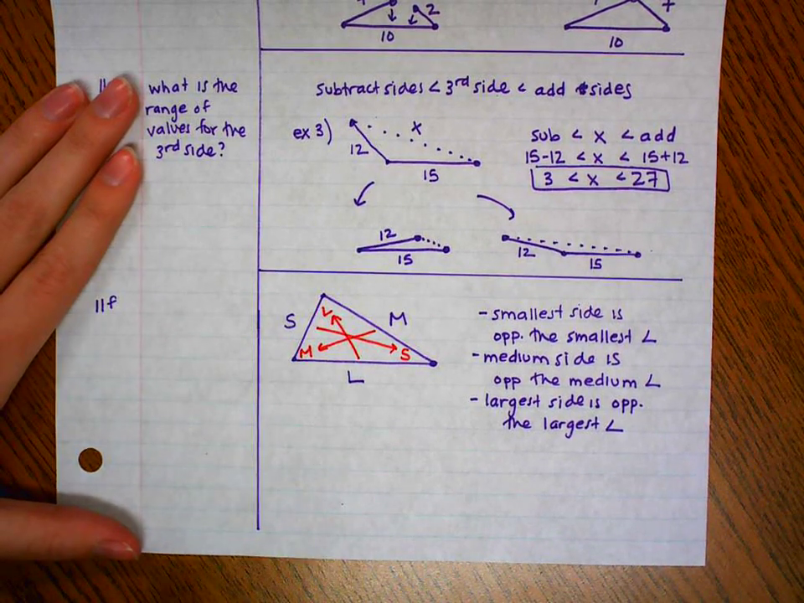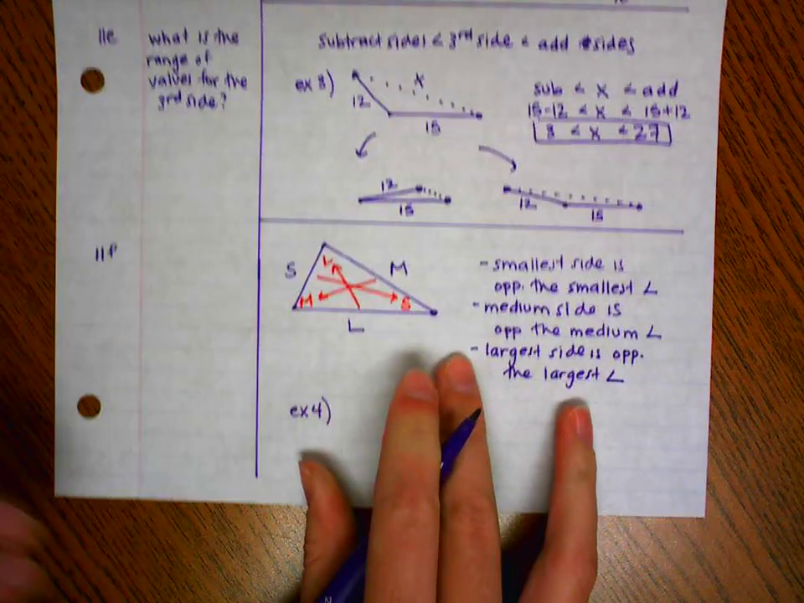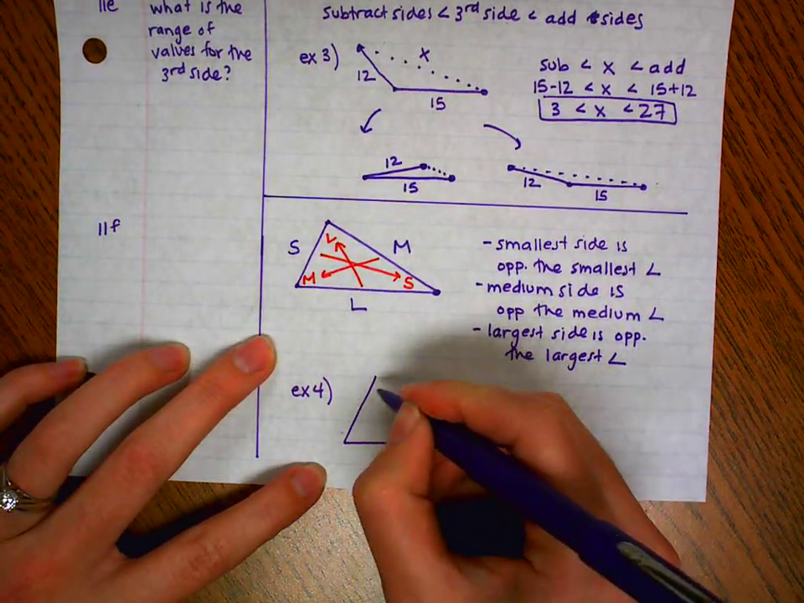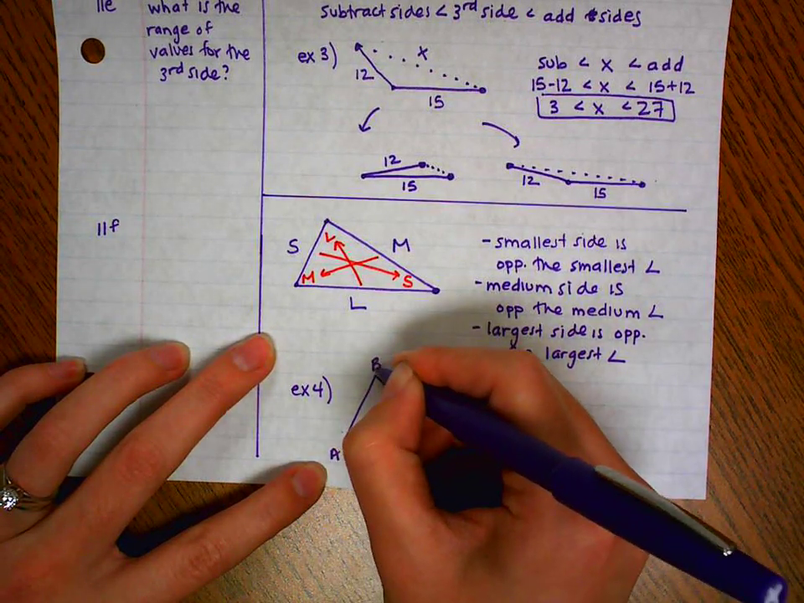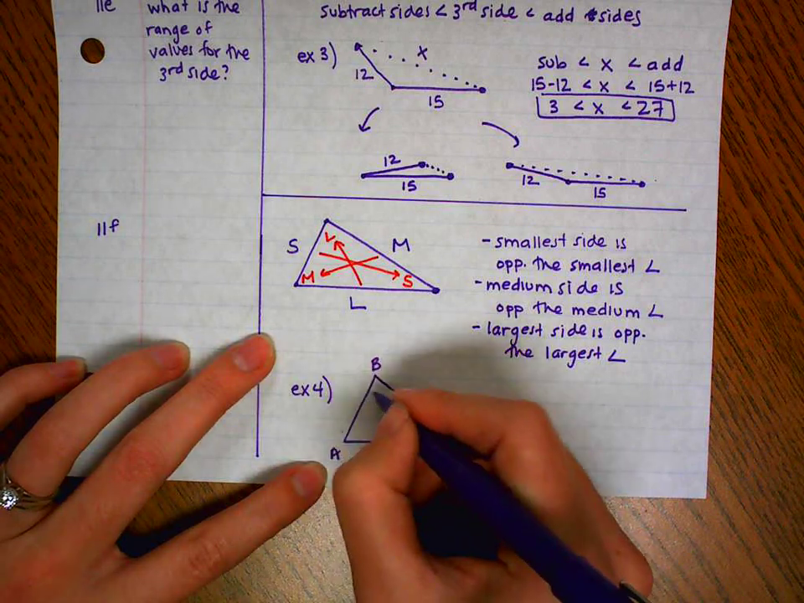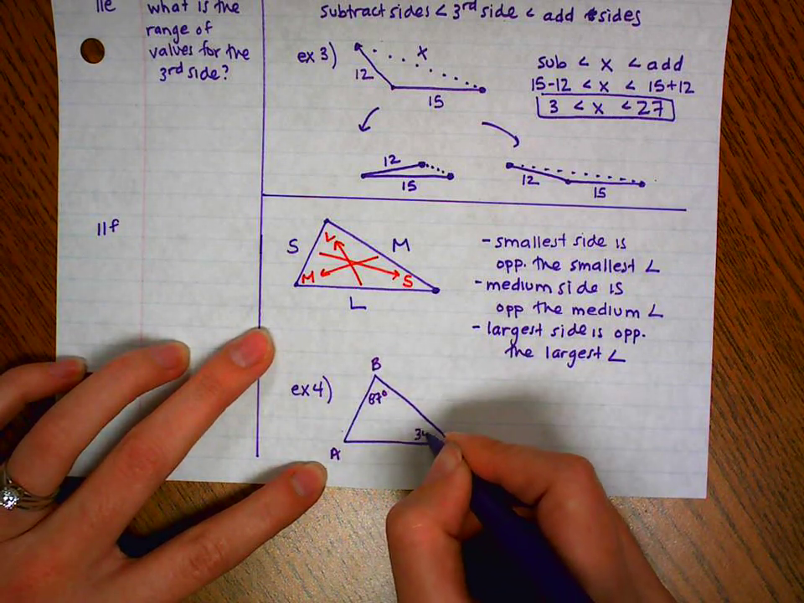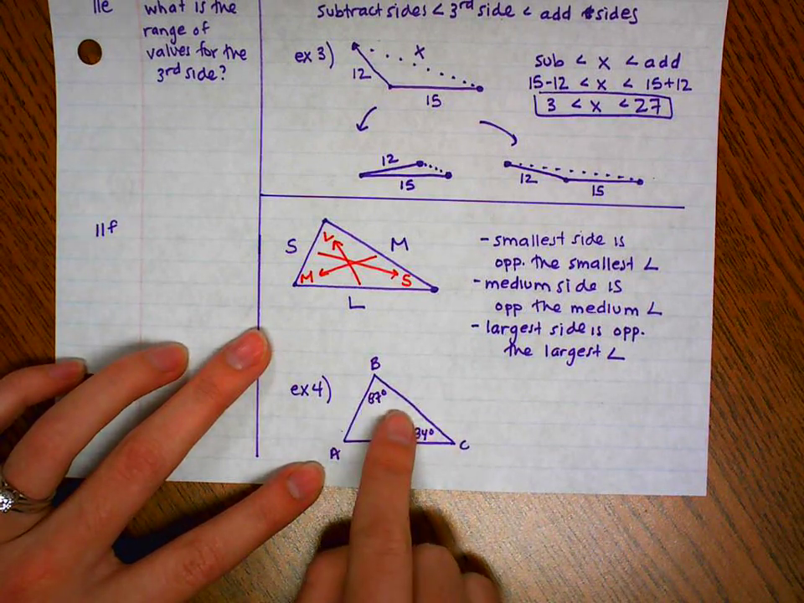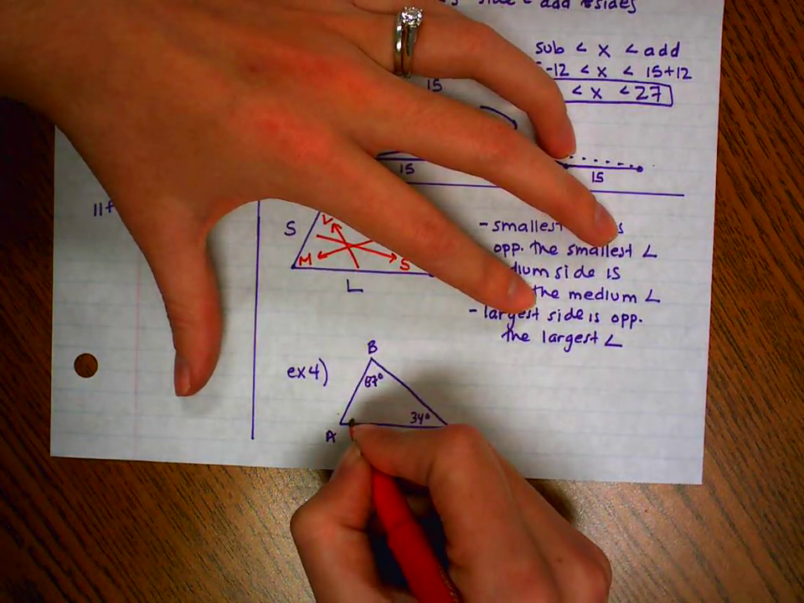Okay. So let's do one example problem really fast. We're going to list the side lengths of this triangle from smallest to largest. And I'm going to tell you that this angle here is going to be 87 degrees and that this angle here is going to be 34 degrees. Well, the first thing we have to do is figure out what the smallest, medium, and largest angles are. And in order to do that, we need to solve for this angle right here.